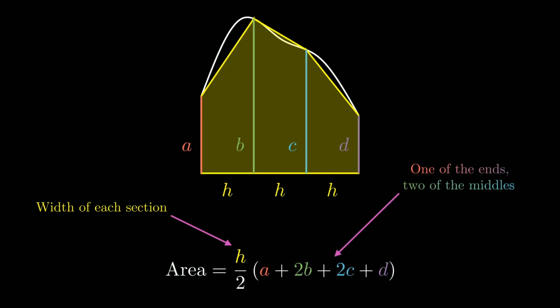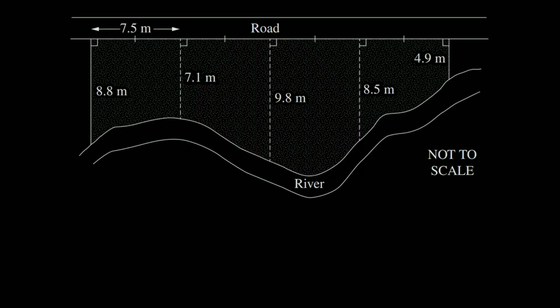Okay, so let's see an example of this. This was from a HSC paper a couple of years ago. And the dotted stuff you see there is a field, apparently, between a road and a river. And you're given that the width of each section is 7.5 meters, and there's all of those 8.8, 7.1, 9.8, 8.5, and 4.9 there. And so what's the area of this going to approximate to be?